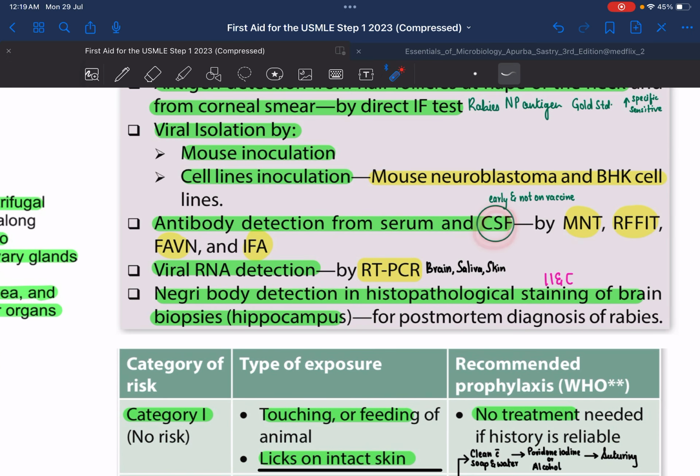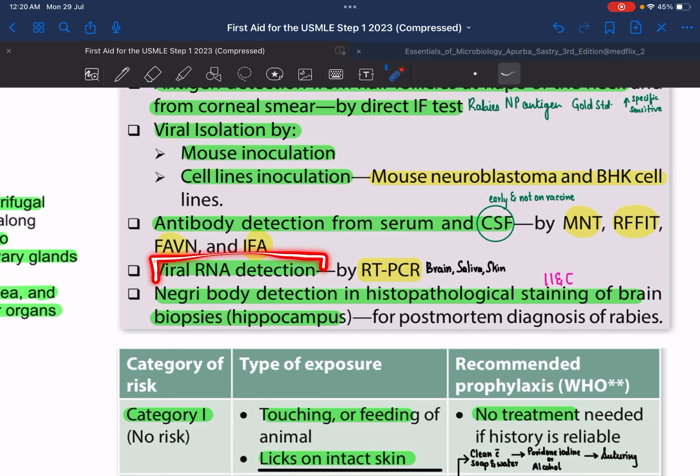CSF is a better marker because of early antibody production, and vaccinated individuals will not show antibody in CSF, whereas serum antibodies will appear late, and even vaccinated individuals will show serum antibodies. Okay, this can be done via mouse neutralization test, or RFFIT, or indirect fluorescence immunoassay.